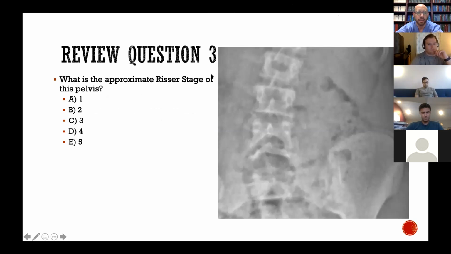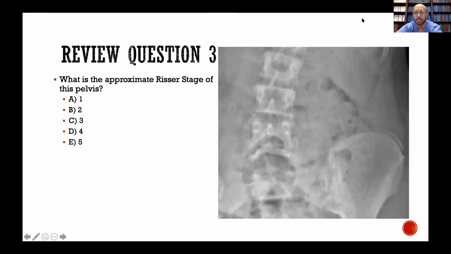Question number 3 is what Risser stage is this pelvis? So you look at the iliac wing apophysis, and then it's broken up into quarters for each group. And this will give us an approximation of how skeletally mature the patient is.